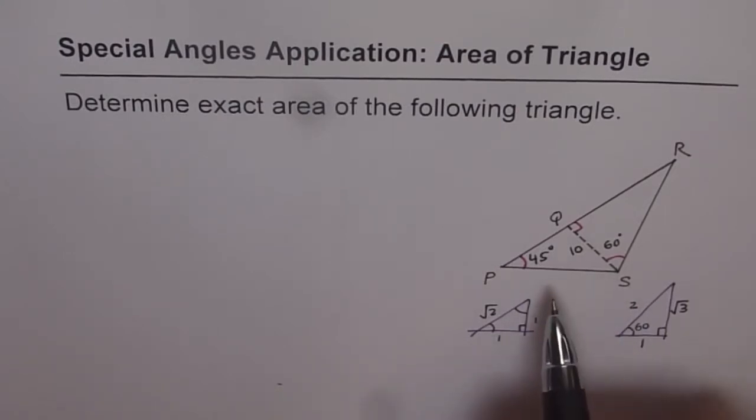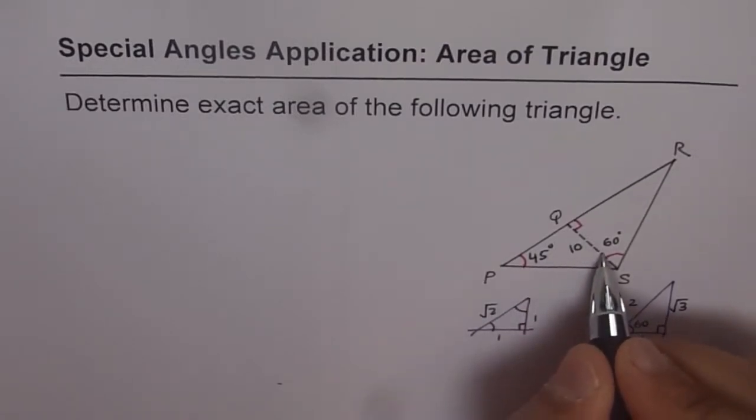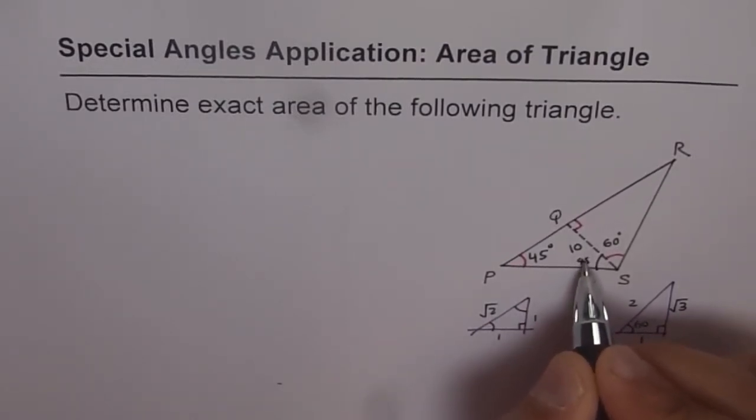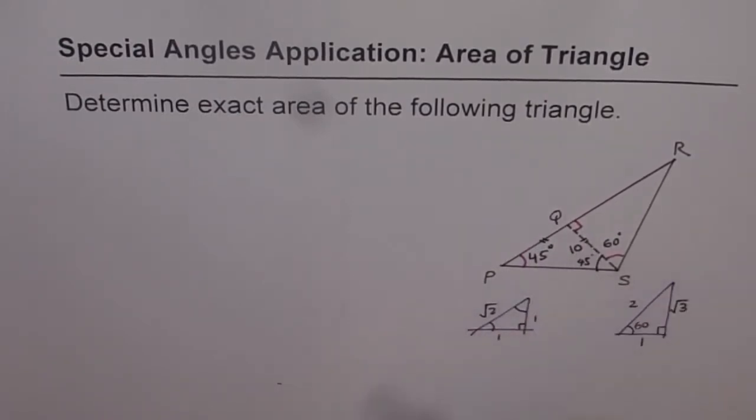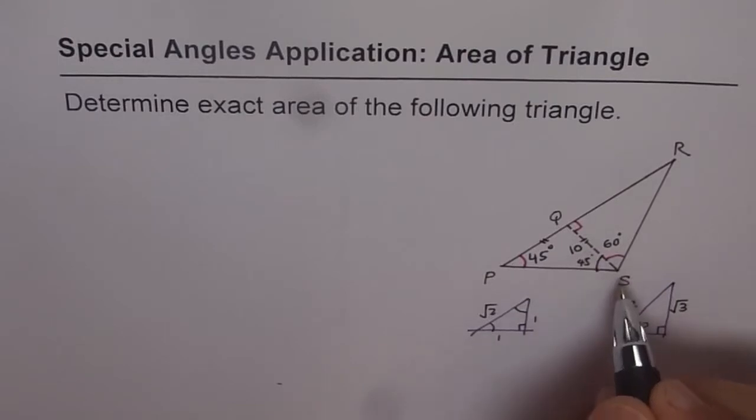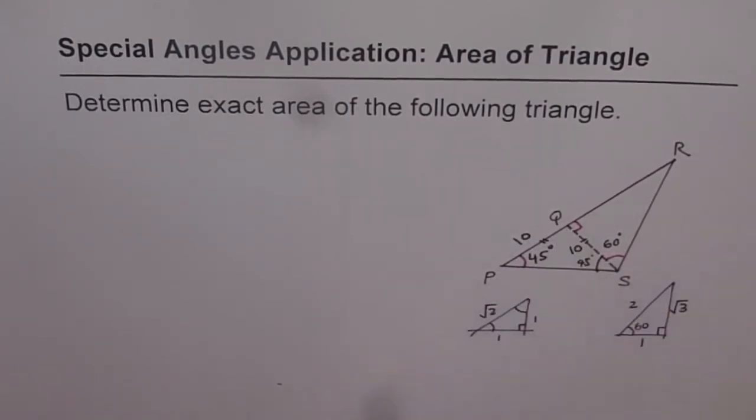right? Now let's consider the triangle PQS. We're given 45 degrees, that is 90, so this one is 45 degrees, correct? Since these two angles are 45 degrees, the sides should be equal. We are given 10 as SQ, so that side should also be 10. So we get one side as 10.